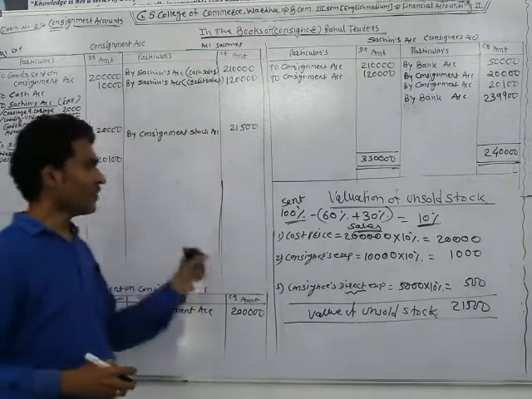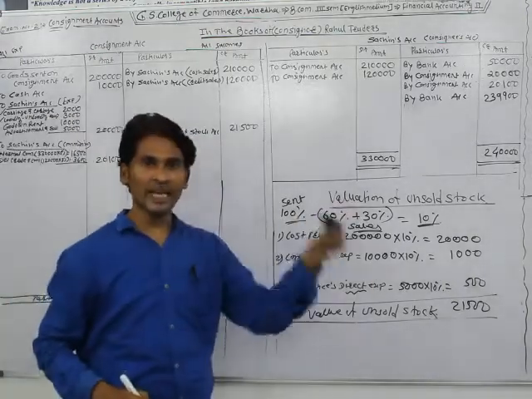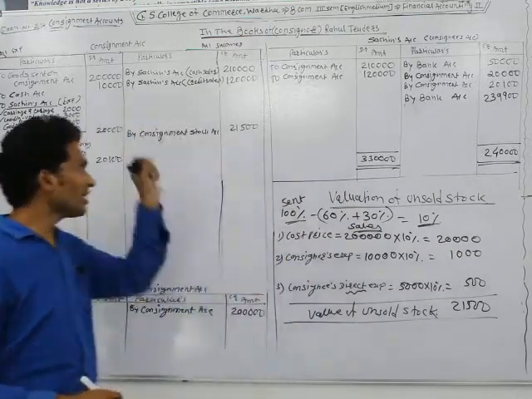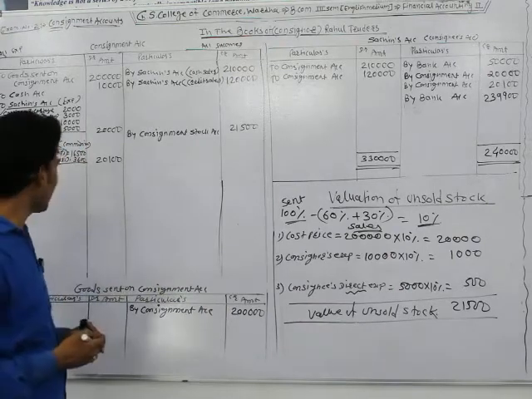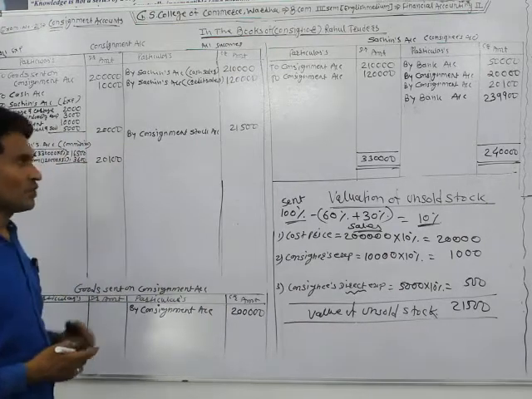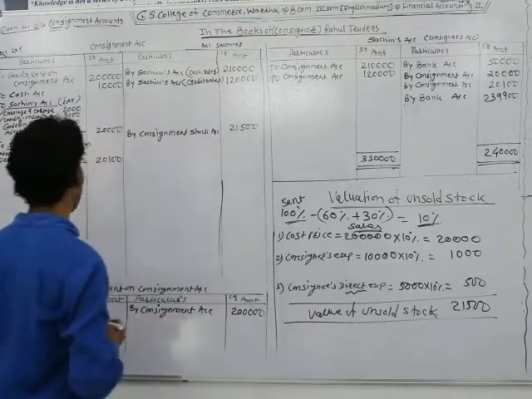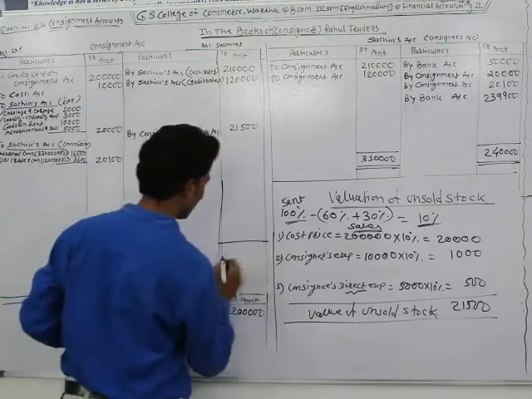It means if there is any unsold stock with the consignee at the end of the financial year, the consignor passes the journal entry: consignment stock account debit and consignment account credit. So write at the credit side of consignment account by the name of consignment stock account. Okay. You just evaluate the unsold stock.